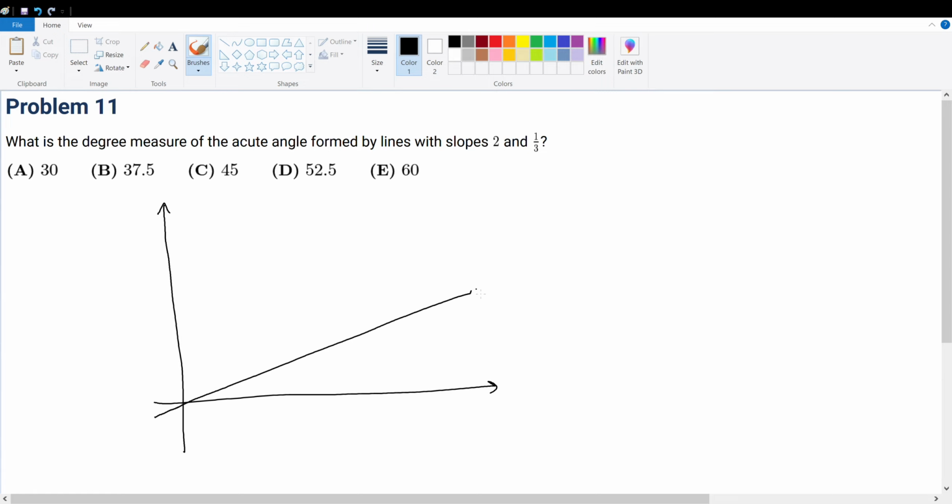That would be the slope of 2, so k is equal to 2. And we will have another one that looks like this, because when your slope gets smaller and smaller, it gets steeper and steeper, so that's k is 1 over 3. We are basically trying to find this angle. How do you do that?